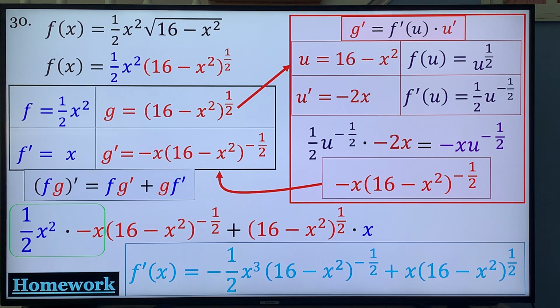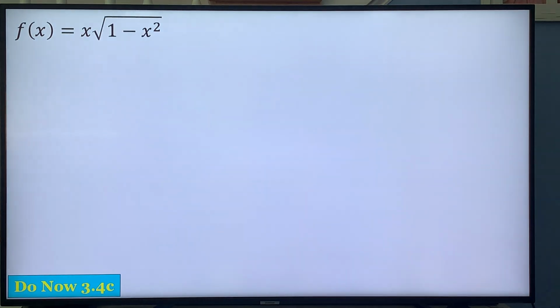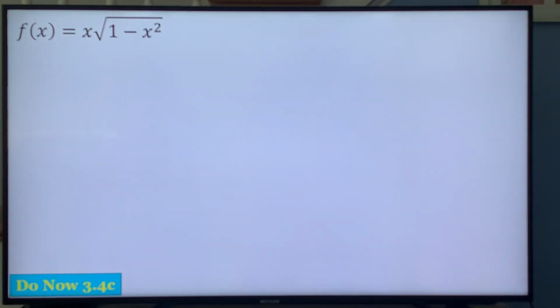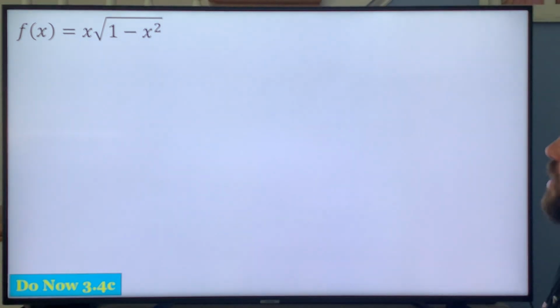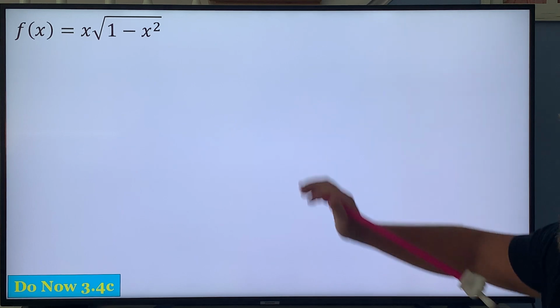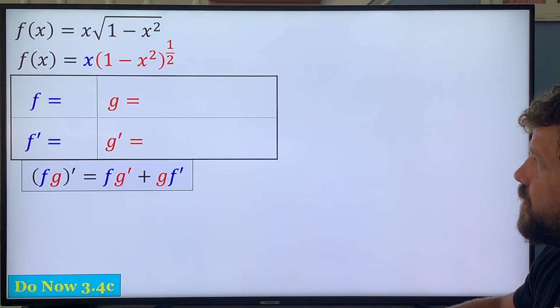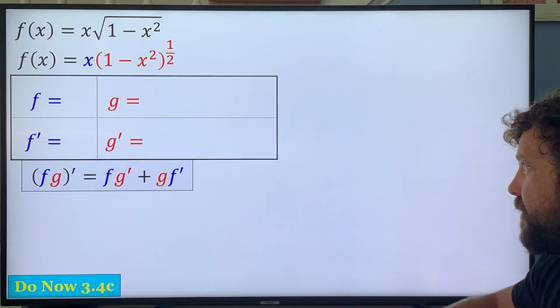Ready to do the last one? Last one like this. See, now that you're getting good at this, I'm going to change it up on you. Sorry. It happens. All right, not yet though. First step, what are you going to use here? Once again, you're going to use the product rule. X times 1 minus x squared to the 1/2.